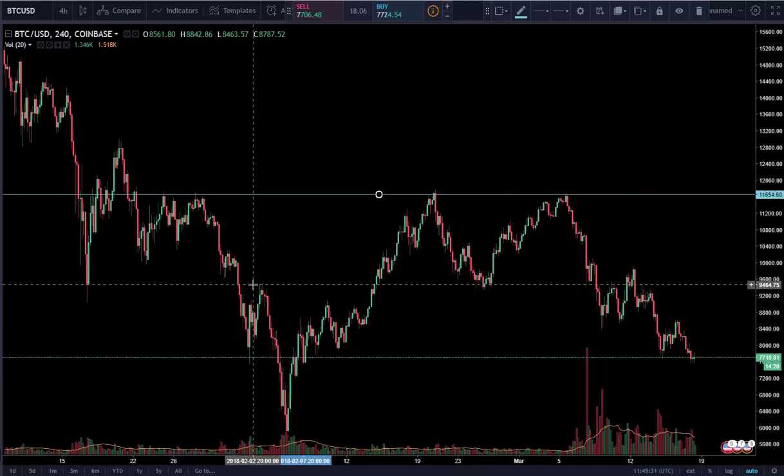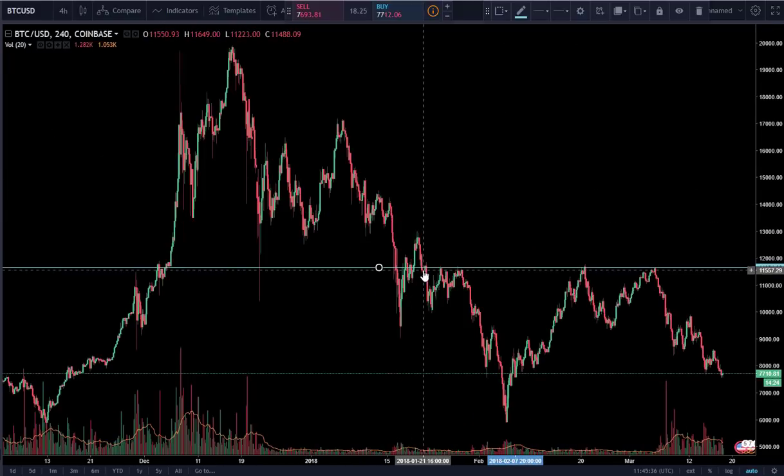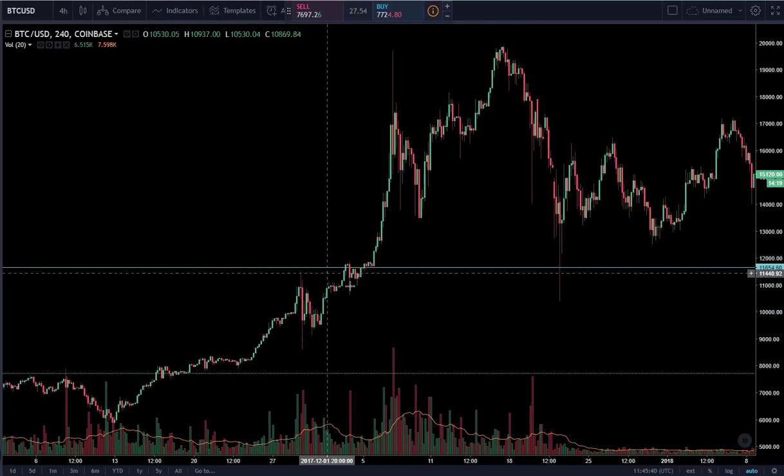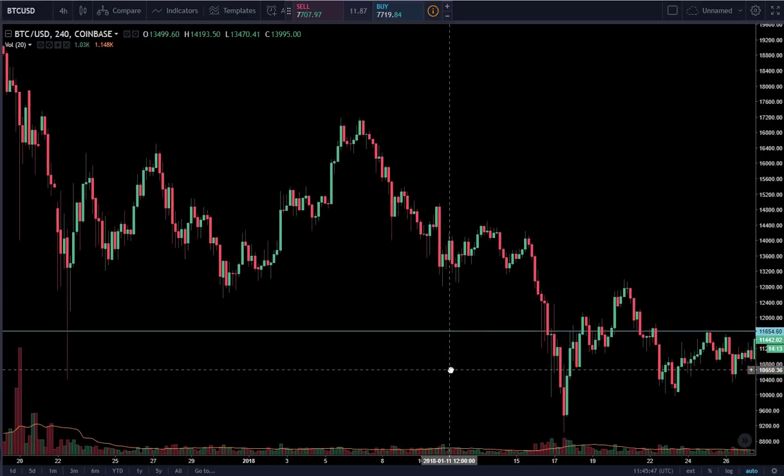Before these 2 tops even occurred, if you look back in the past, you'll see that back here we topped out right here, at 11,600. Then we bounced, and the resistance became support. Move over here.